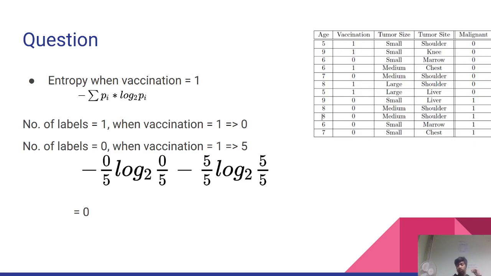Even though it is a question in the assignment, just apply this formula. 50-50 means 1 by 2, half, right? 1 by 2 log base 2 1 by 2, and here also 1 by 2 log base 2 1 by 2. Whatever the answer is, that is the answer. So 50 means both the classes have half of the examples. Yeah, got it. Thank you.